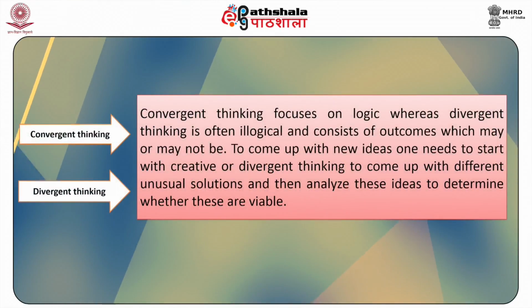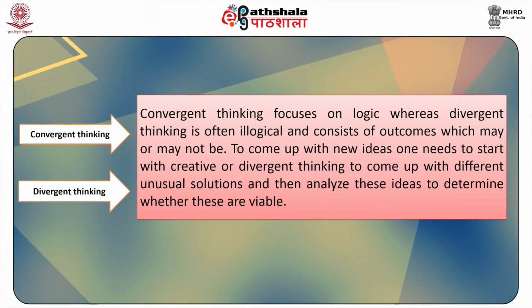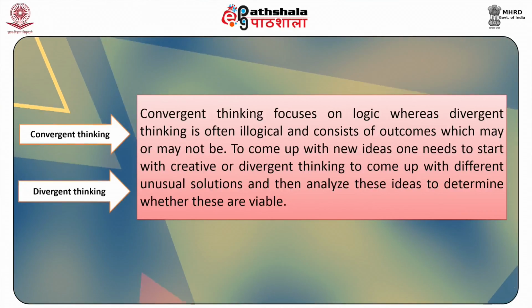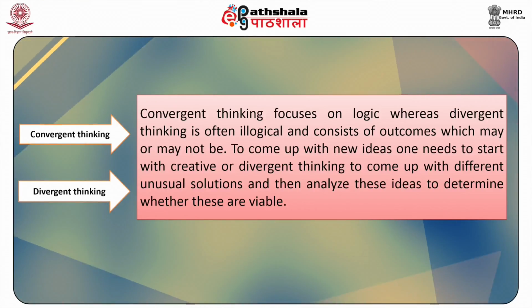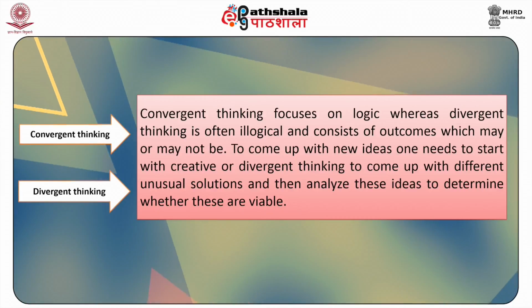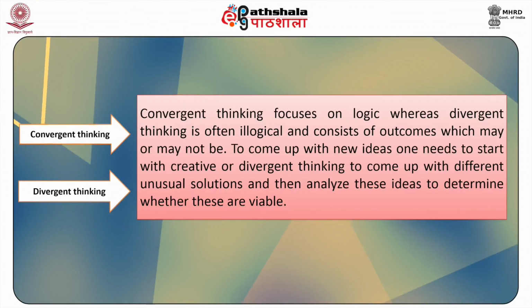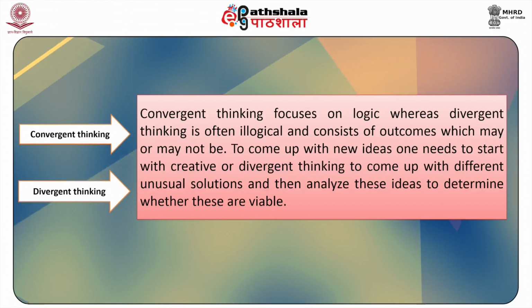An effective thinking process is said to be one which combines both convergent and divergent thinking, that is, precise and creative thinking. Convergent thinking focuses on logic, whereas divergent thinking is often illogical and consists of outcomes which may or may not be viable. To come up with new ideas, one needs to start with creative or divergent thinking to come up with different unusual solutions and then analyze these ideas to determine whether these are viable.